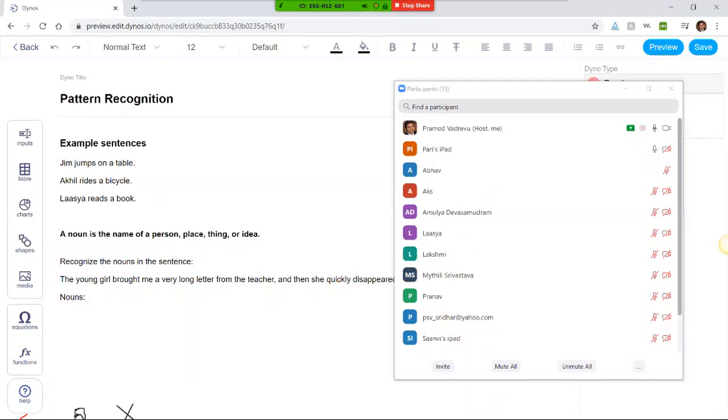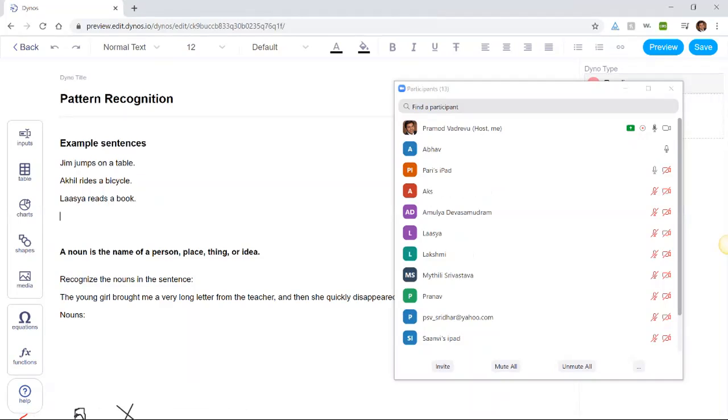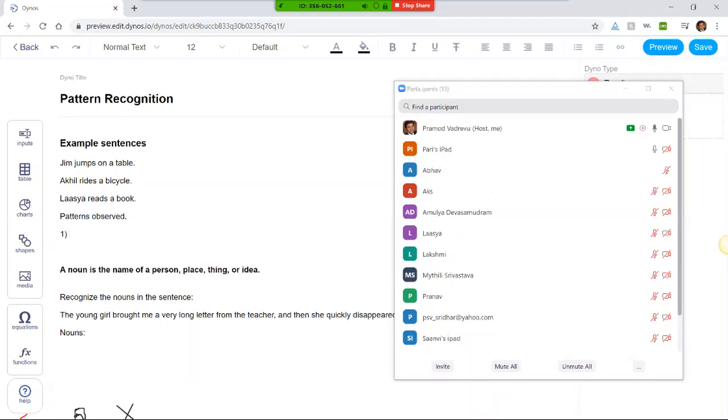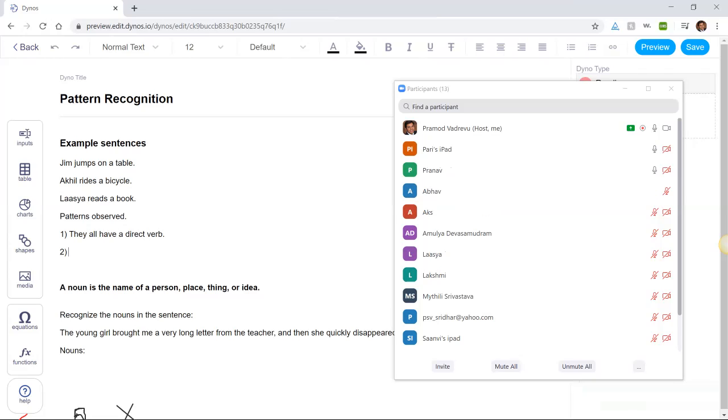In the three sentences, what is the pattern you're recognizing? They do different things. Okay, patterns observed. Think in terms of English grammar. They all have a direct verb. Who else? What is the pattern you're seeing in all three? When I say pattern, what is a common thing that you're seeing?